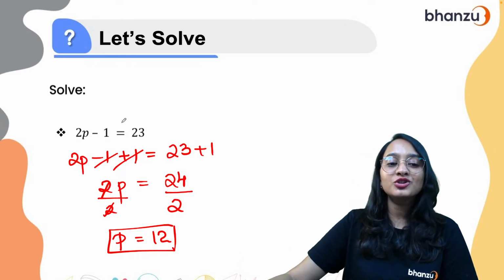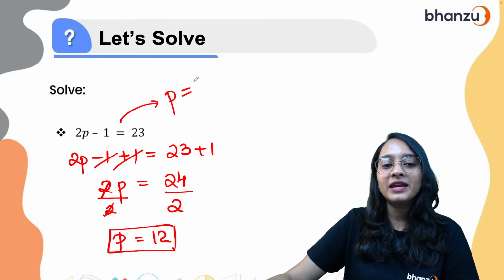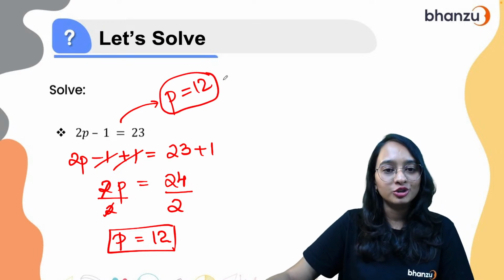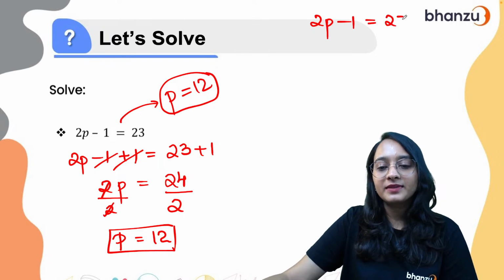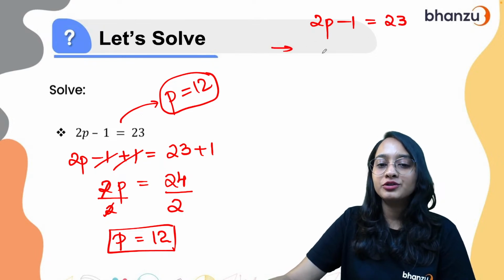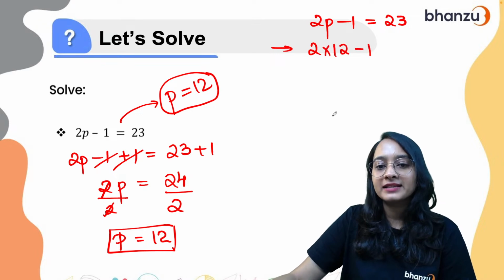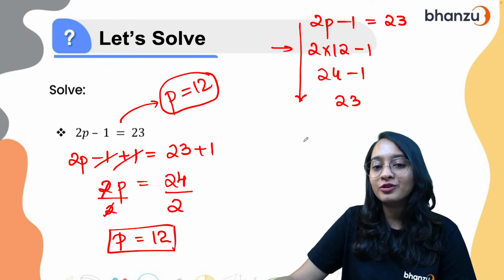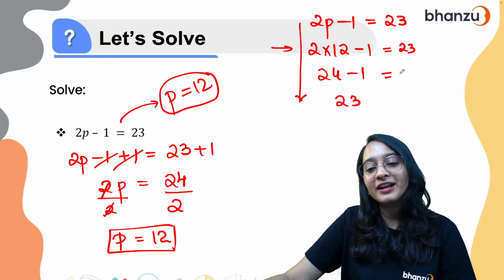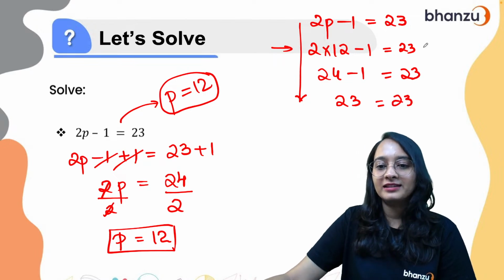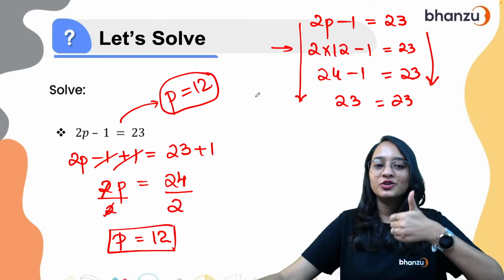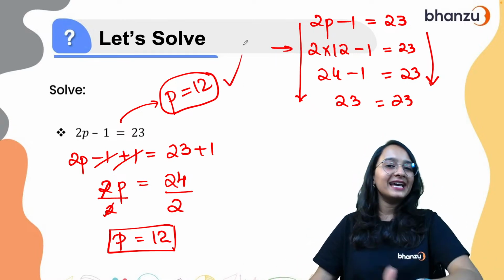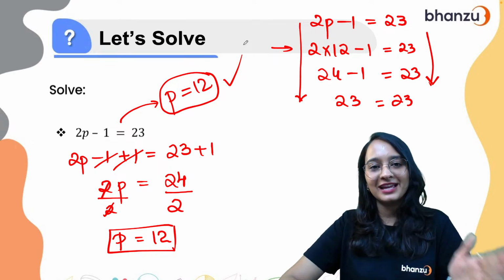Understood? So, what is the solution of the equation? p is equal to 12 is the solution. How would you check that? By substituting. Instead of p, I will substitute 12. So, 2 into 12 minus 1, 24 minus 1, 23. On the left hand side you got 23. On the right hand side we already had 23. So what just happened? Your left hand side is equal to right hand side. So whatever value we found is the correct value. So this is how you can cross check as well.